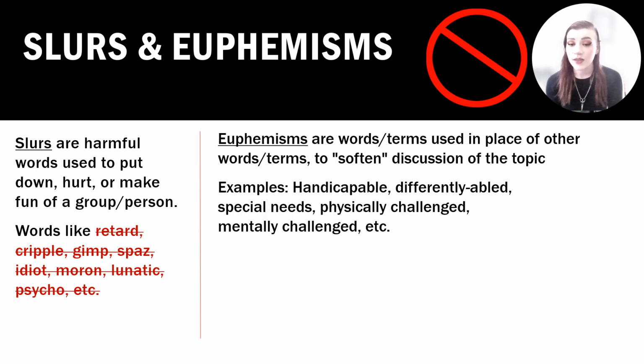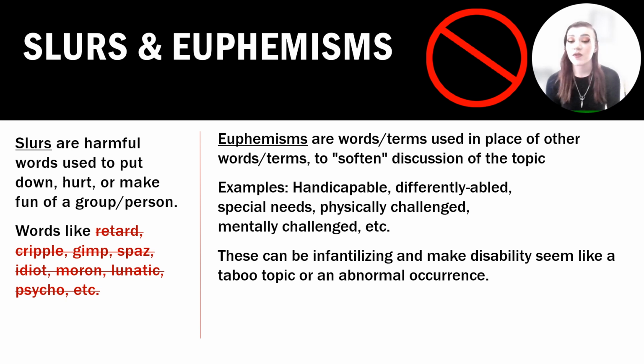So in the context of disability, we have probably all heard things like handicapable or differently abled, special needs, physically challenged, mentally challenged, and so on. A lot of people think that these are respectful, that these are softer, gentler, less harmful ways to talk about disability. There are actually a lot of reasons why disabled individuals and the community might feel not so great about these terms. A lot of people find them infantilizing, right? Kind of treating the community like children or not full adults, not complete people.